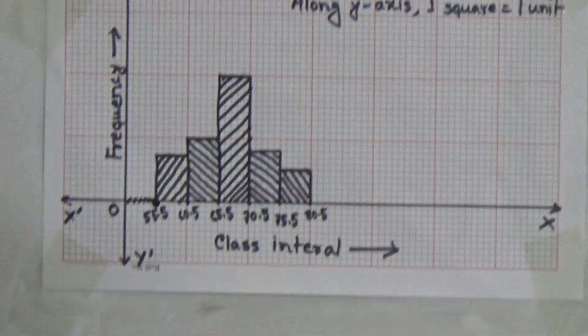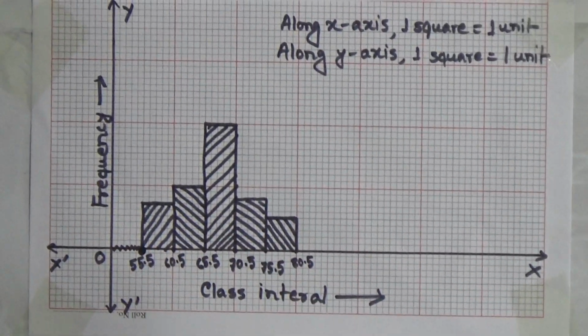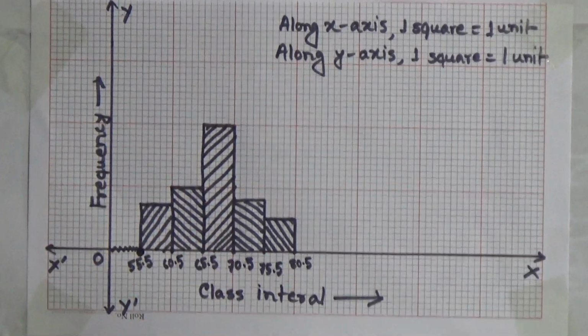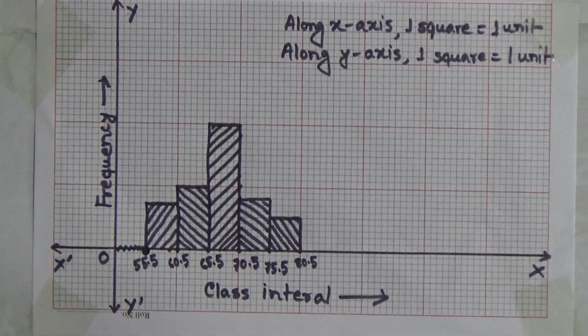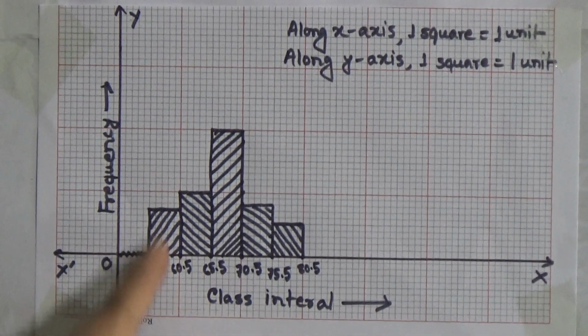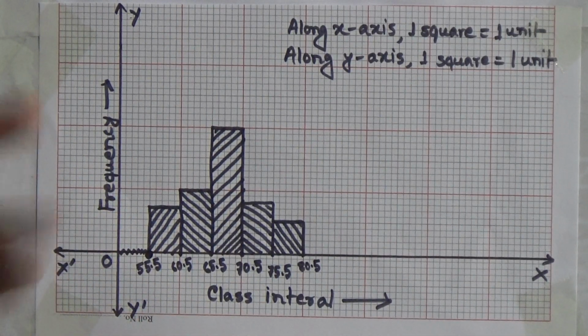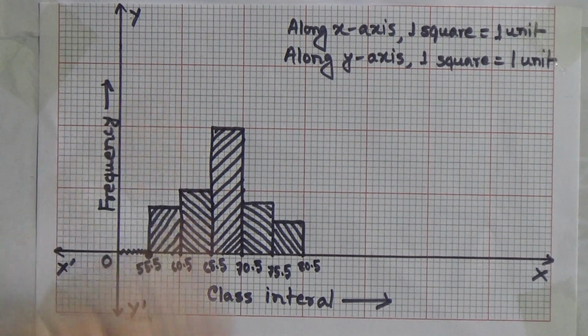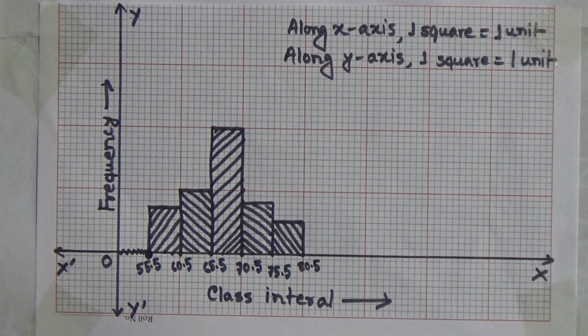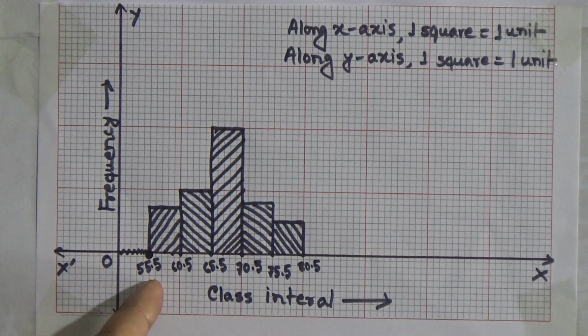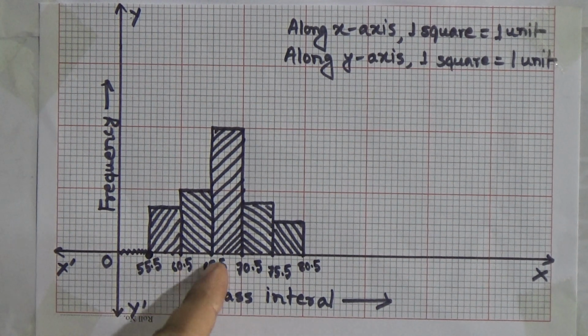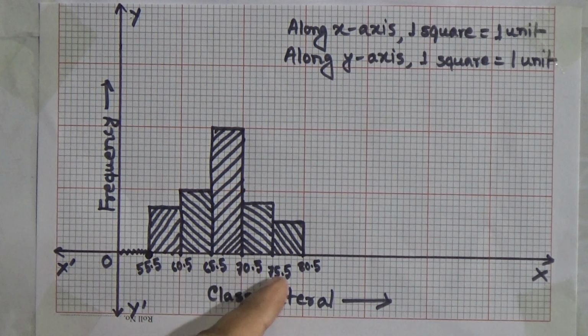So my dear student, notice X O X prime is the x-axis and Y O Y prime is the y-axis. Then we take a broken sign. For this broken sign, the numbers 0 to 55.5 lie in this broken sign. Okay, next it starts from 55.5. Now we put 55.5, then 60.5, then 65.5, then 70.5, then 75.5, then 80.5.